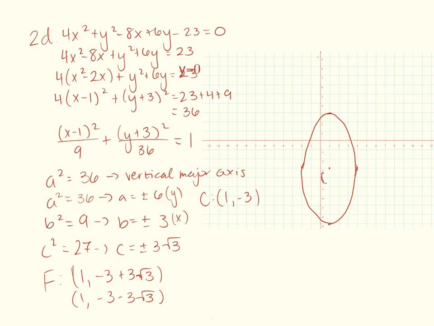And so this is, label everything, 1, negative 3. This is 4, negative 3. And this is negative 2, negative 3. This is 1, 3. And 1, negative 9. And that's our graphing for our ellipses.